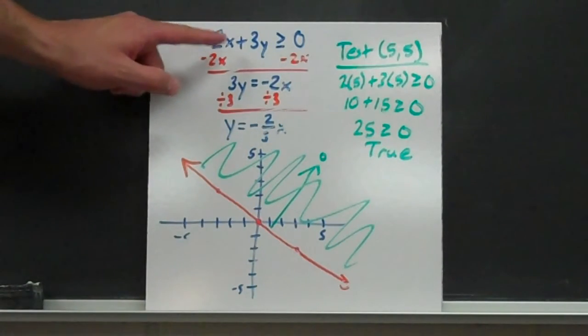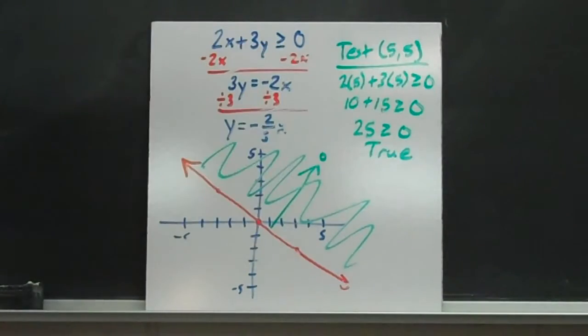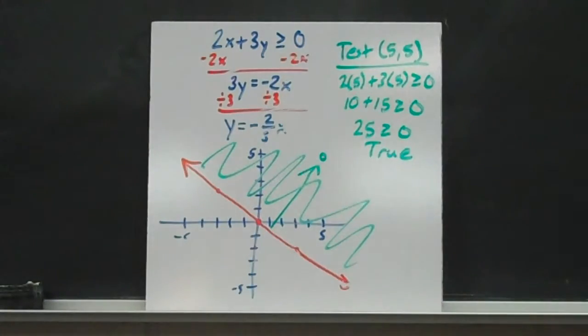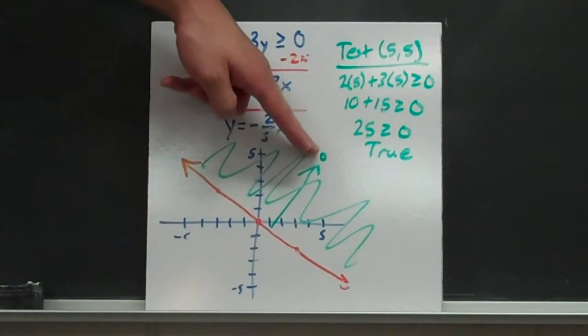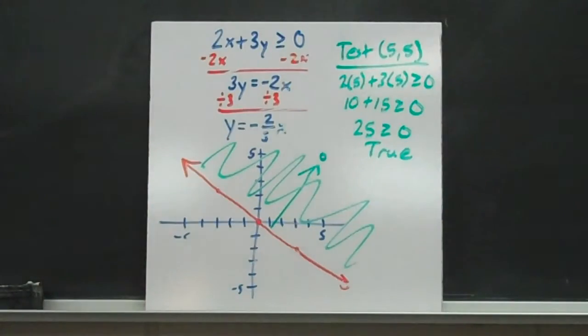And if we test 5, 5, we plug it in for x and y. 2 times 5 is 10. 3 times 5 is 15. 10 plus 15 is 25. So we have 25 is greater than or equal to 0. That's true. So the point 5, 5 works. So starting from our line, we want to go towards the point 5, 5. So we want to shade above the line for this one.